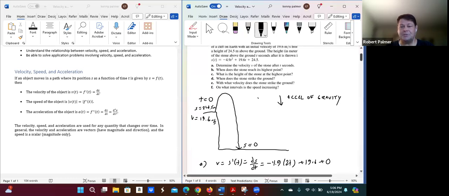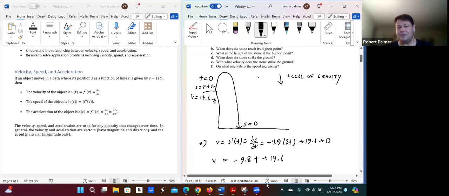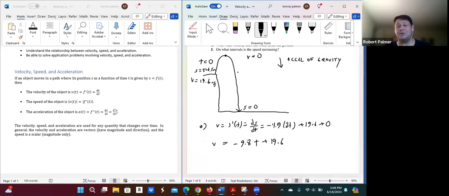Okay, so when does the stone reach its highest point? We can also get that from the graph in Desmos, but let's think about this. We said it goes up with an initial velocity of 19.6 meters per second. Right here at the top is where the velocity is the minimum. Actually, I'm sorry, I'm saying the wrong thing. It's not the minimum. At this point, the velocity is zero. Right here at the top, the velocity is zero. That's what I meant to say, not the minimum. So we can actually find that from this.